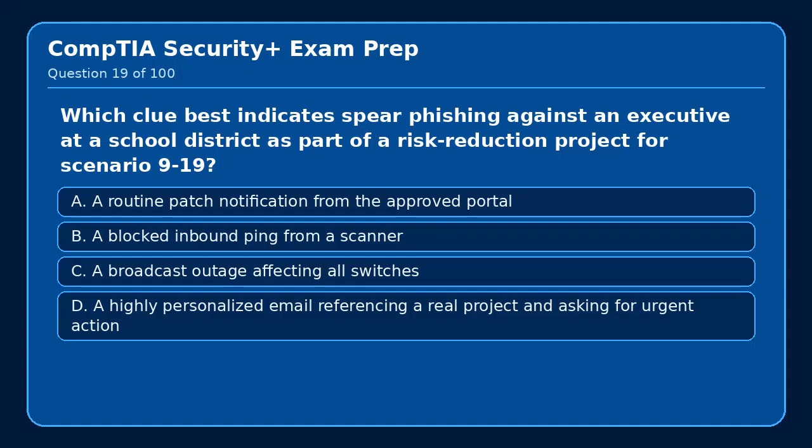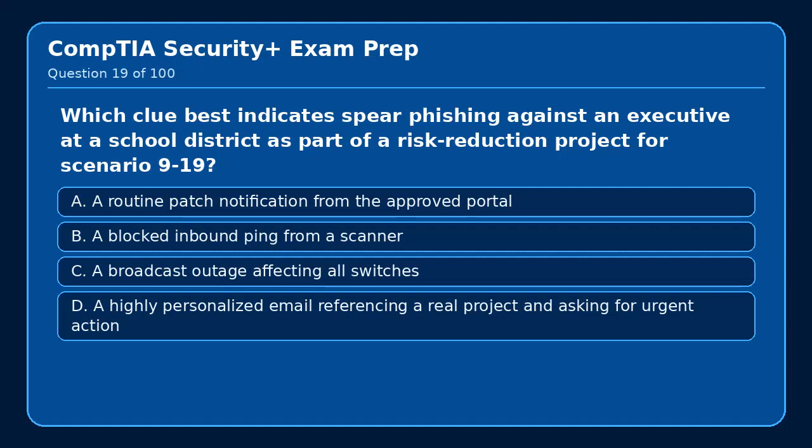The answer is D, a highly personalized email referencing a real project and asking for urgent action. Spear phishing targets a specific person or role using tailored details to increase credibility. Outages, valid patch notices, and blocked pings do not indicate a personalized social engineering attempt.